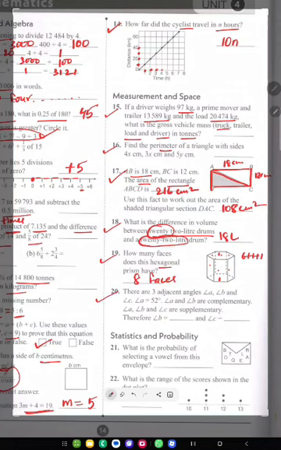Question 20. There are 3 adjacent angles, A, B, C, and angle A is 52 degrees. Adjacent means they are side by side, okay? A and B are complementary, so let me draw a straight line. And then there is one more angle, C. They are adjacent, on the straight line, and A, B, C are supplementary. Complementary means they sum up to 90 degrees. Supplementary means all 3 sum up to 180 degrees. I need to calculate angle B and angle C.